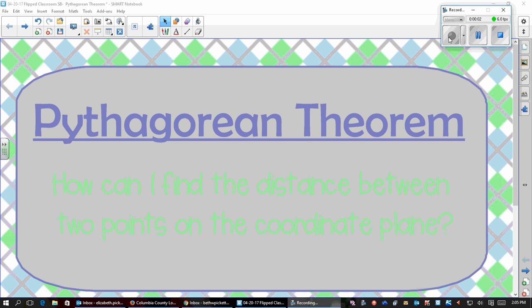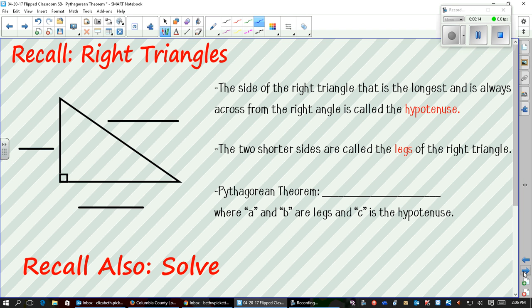Okay, today we are beginning Unit 13, our final unit in coordinate algebra. We're going to begin this unit with a review of something you should have already seen called the Pythagorean Theorem. So we're going to do a little bit of review first.